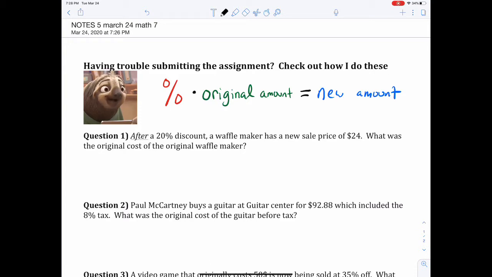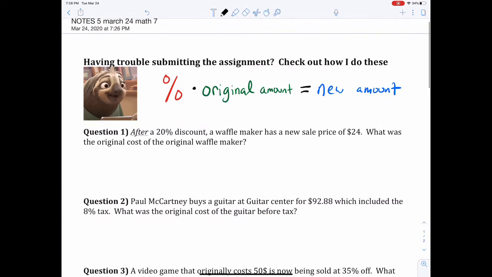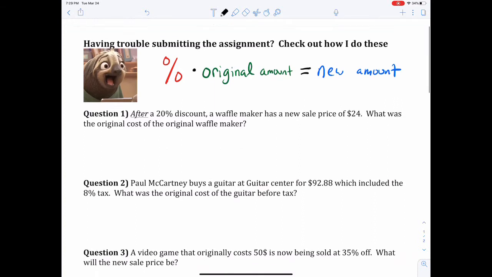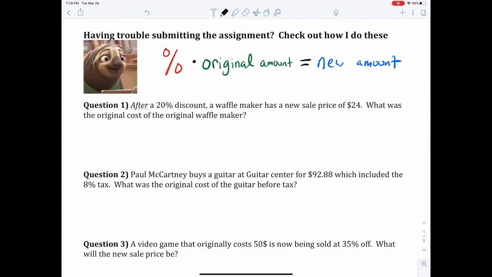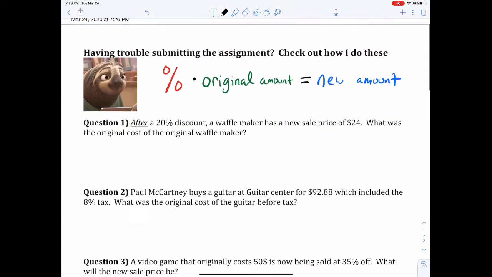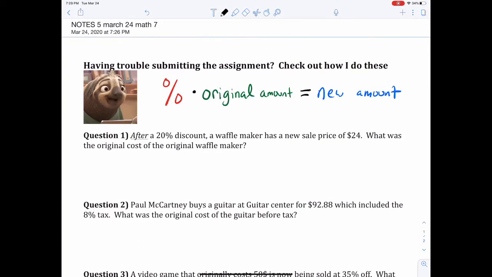So today's video is going to help you submit those questions for assignment 3. Seeing a lot of difficulties doing these, so this sloth right here is very happy because he's got a good way for us to do these questions, and it really involves this formula here. The percent times the original amount equals the new amount. So let's take a look at number 1, 2, 3, and 4 here, and after that I hope you guys can have a better chance doing the assignment.